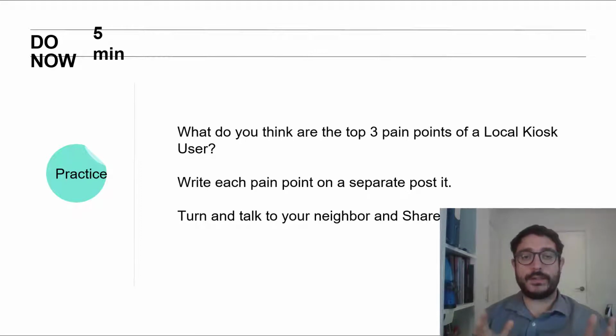So what do you think are the top 3 pain points of a local kiosk user? Write each pain point on a separate post-it and then discuss them with your neighbors. This is an activity that will happen in class, so discuss among yourselves. Now, just to give an example, what could be a pain point? A pain point could be how do you record the data? What are the questions that you're going to be asking? How many people do you need to ask? So these could be pain points.